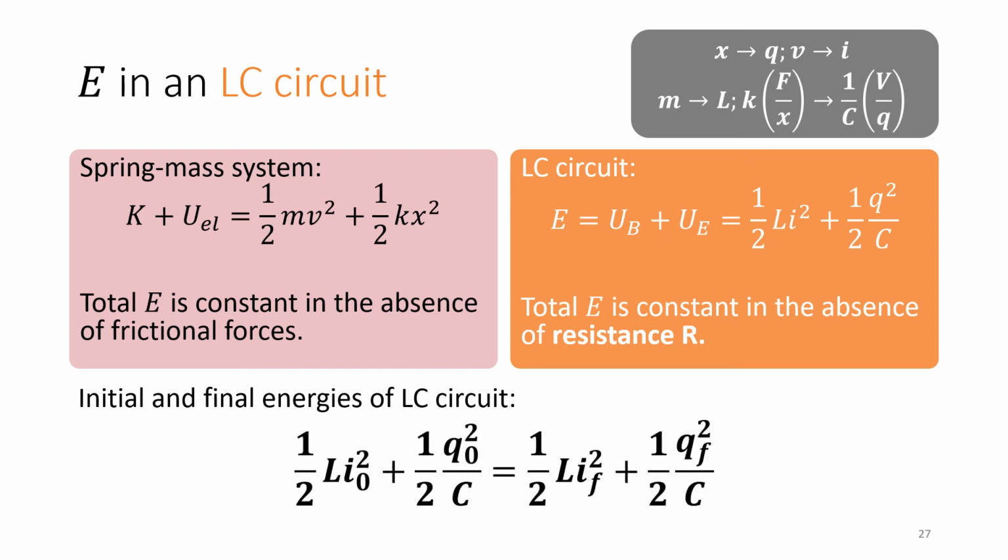So that equation should be 1/2 L i naught squared plus 1/2 Q naught squared over C is equal to 1/2 L i sub f squared plus 1/2 Q sub f squared over C. So on the left side would be your initial values for current and charge. On the right side would be your final values for current and charge.